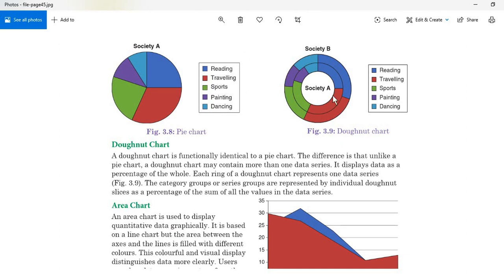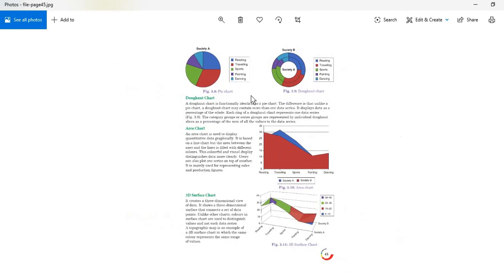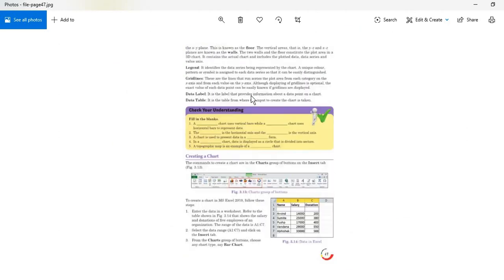Okay, and in a donut chart it's the same thing, but it just uses a ring instead of a circle. Now the inner circle in this case is society A and the outer circle is society B. And of course there are legends present in every chart. Okay, so for today, till this.